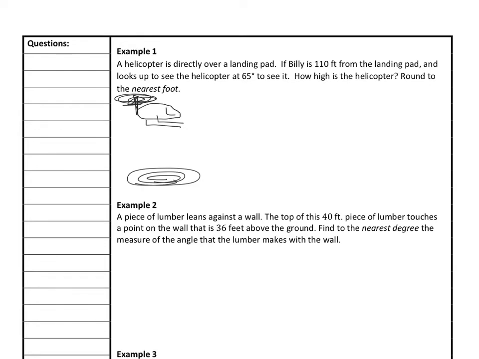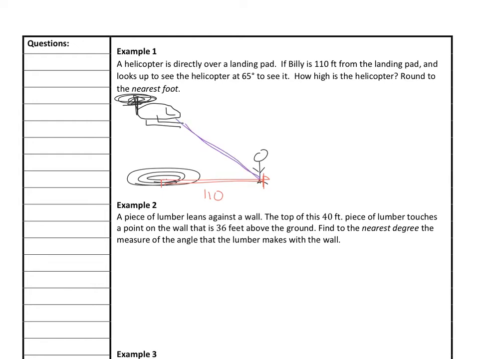Okay, helicopter's directly over a landing pad. Billy is 110 feet from the landing pad. So here's little Billy over here. And he's 110 feet away. And he looks up to the helicopter and sees it at a 65-degree angle.